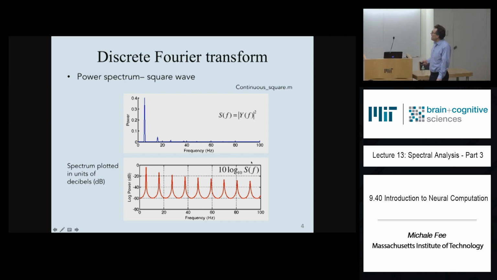Keep in mind that the power in a signal is proportional to the square of the amplitude. So if I tell you that a signal has 10 times as much amplitude, it's going to have 100 times as much power. 100 times as much power is 10 to the 2, which is 2 bels, which is 20 decibels. Does that make sense?